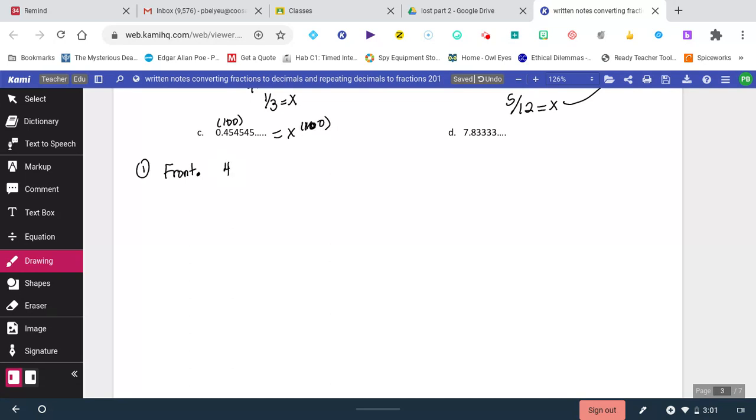So on this side, it's going to be 45.45, blah, blah, blah. Okay, 45, they keep repeating. And I need to write that better.